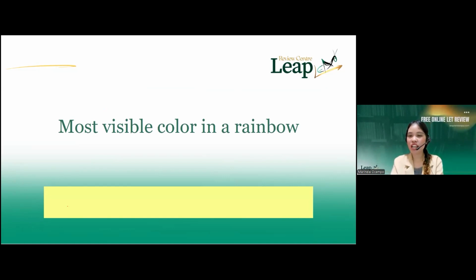So Sir Marvin answered yellow. How about the others? Si Ma'am Ruby Jane, red, pero hindi siya sure. Sir Val answered purple. May purple pa sa rainbow. So, yeah. Let's reveal the answer. Actually, the most visible color in the rainbow is red.